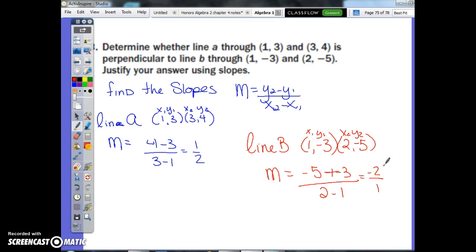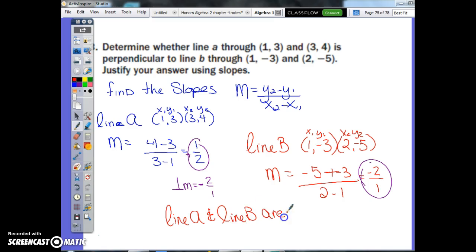Well, to be perpendicular, so this is my slope of 1/2. Anything perpendicular to this, we'd have to flip it, so it'd have to be 2 over 1, and we'd have to change the sign. This is positive, so this would be negative. Is this -2 over 1 the same as this -2 over 1? The answer is yes. So I can say that line A and line B are perpendicular. They are. There they are. If you need to pause, pause. Again, don't give the sub any trouble because he'll write down your name.